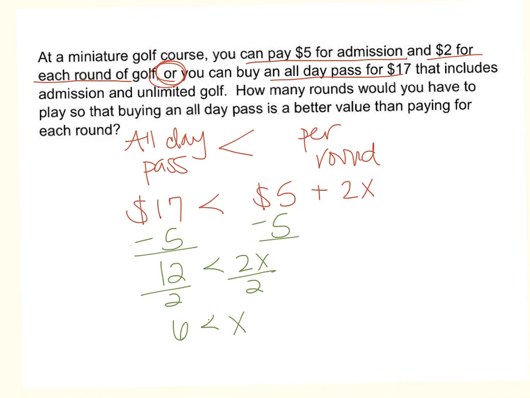So what does that mean? It means that any time that we play 6 rounds of golf or more, it would be a better deal for us to buy an all-day pass. If we play less than 6 rounds of golf, then it's a better deal if we just go ahead and pay per round.